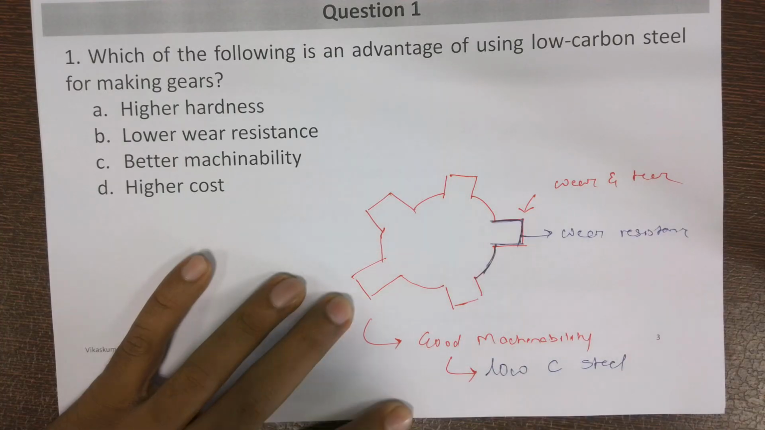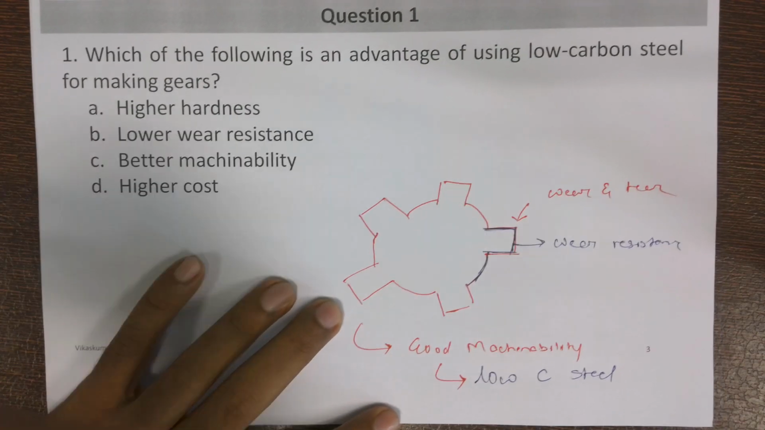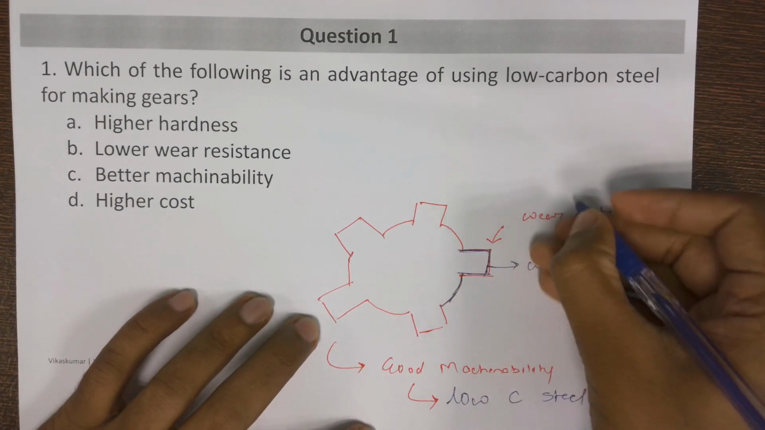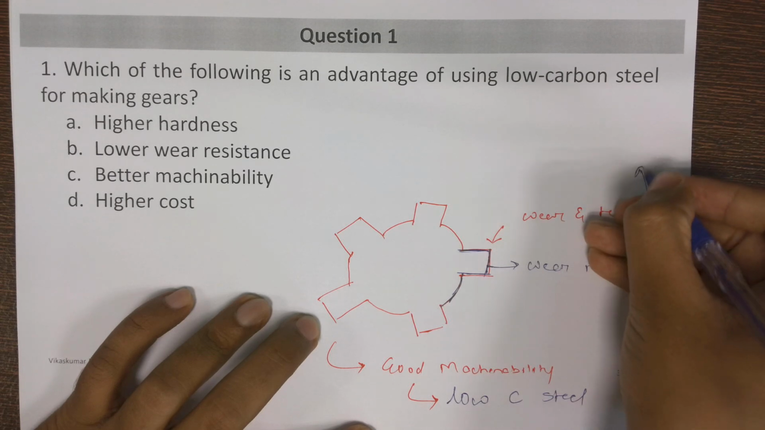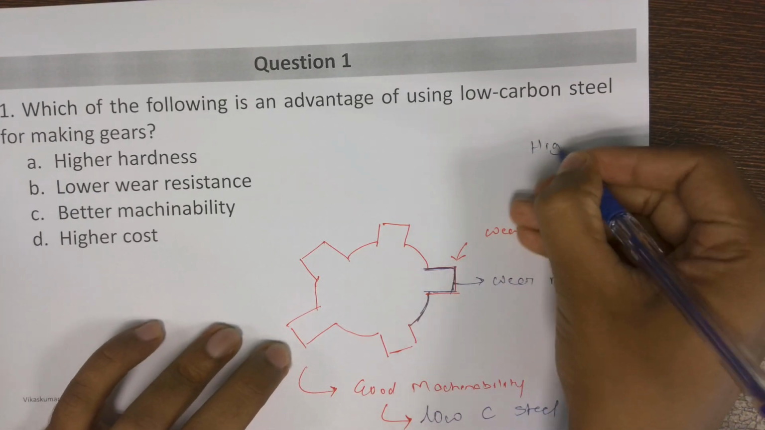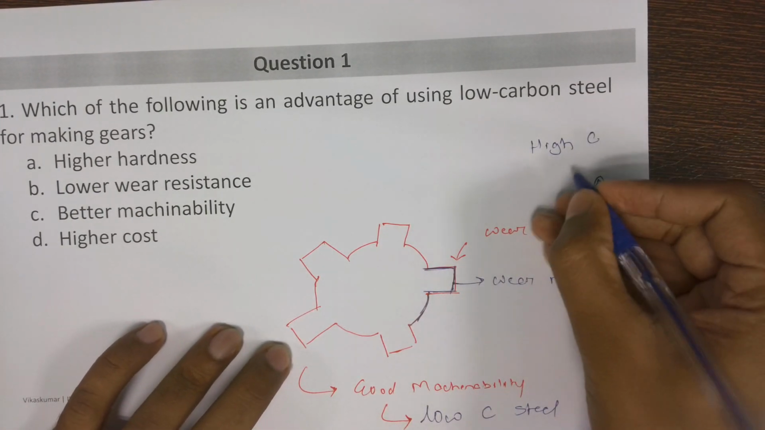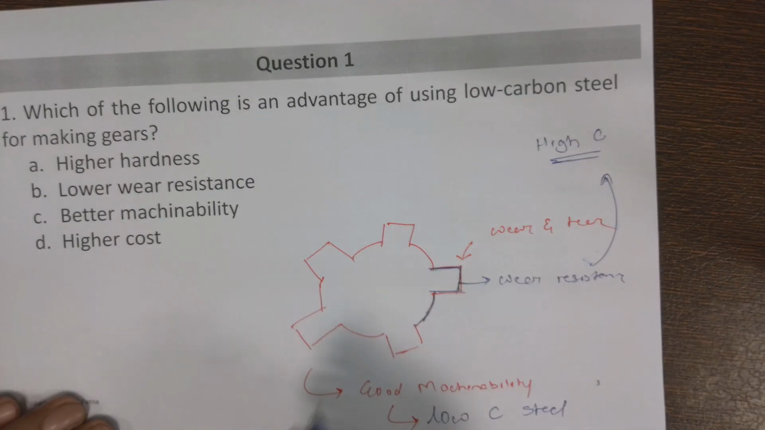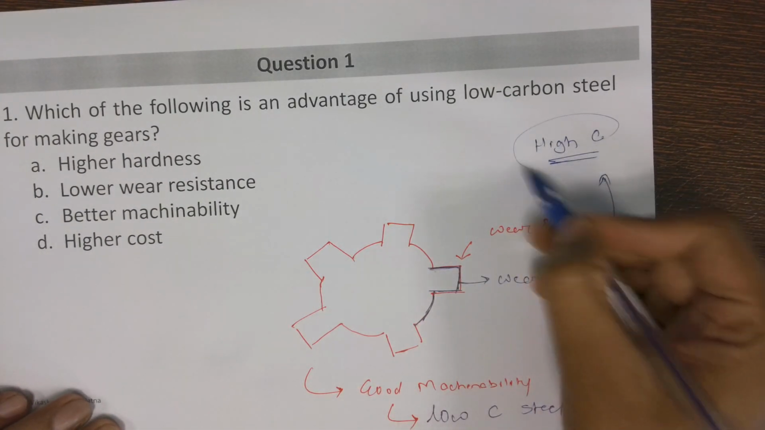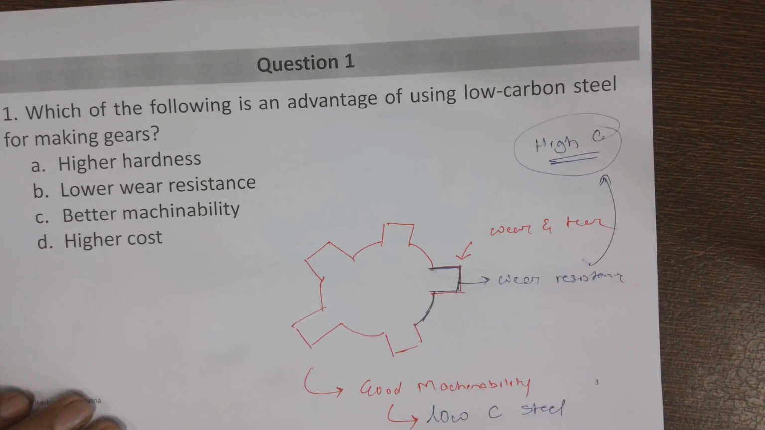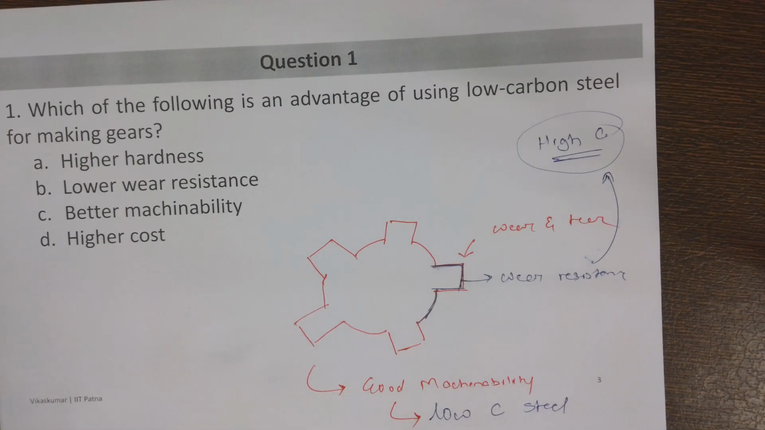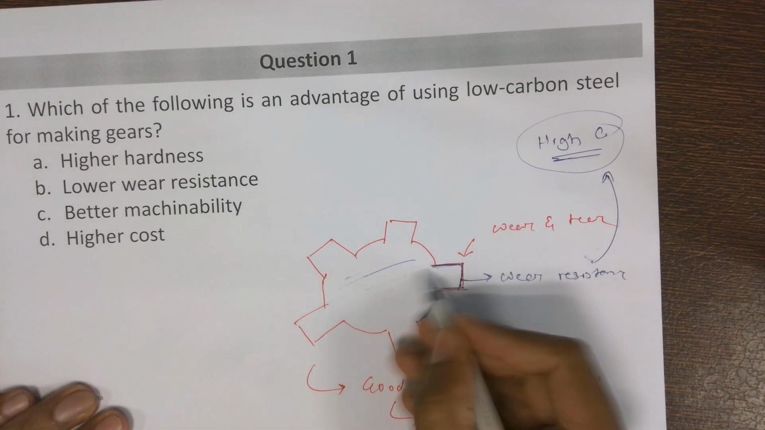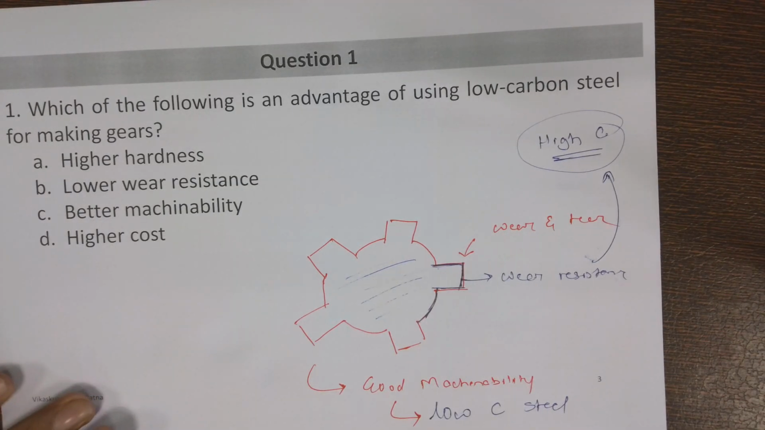Low carbon steel has good machinability, while if you go on the high carbon side, we get good wear resistance. So what we need is the surface having a high concentration of carbon, and the bulk having a low concentration of carbon, so that we will be able to machine them.